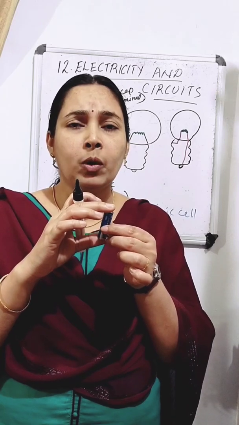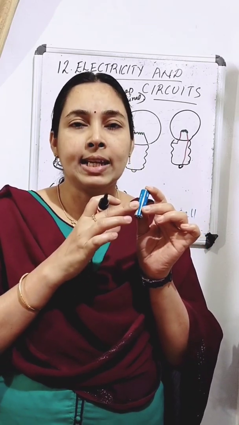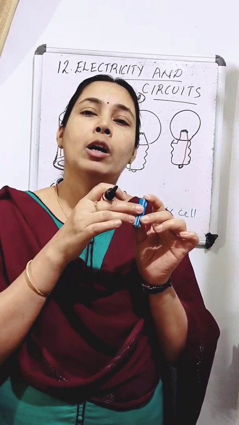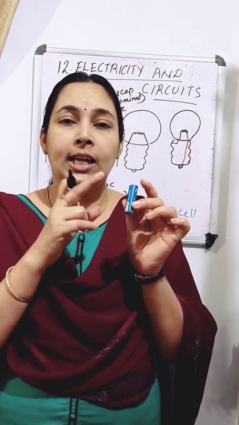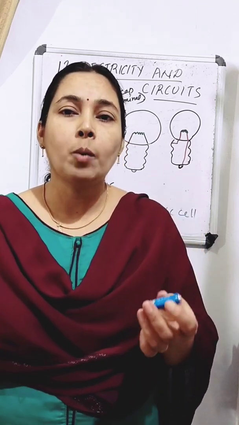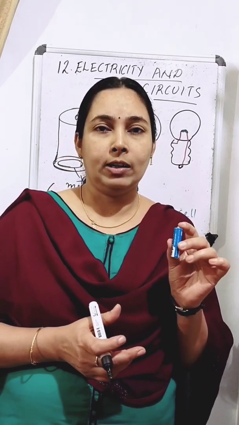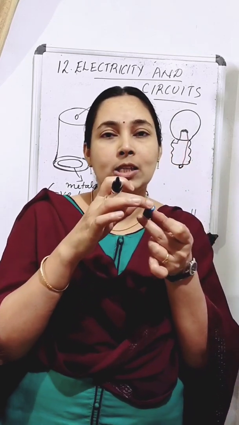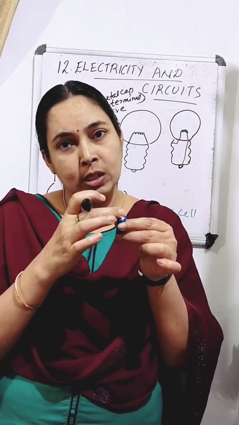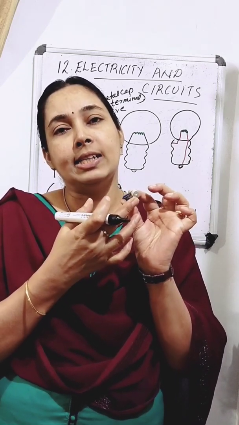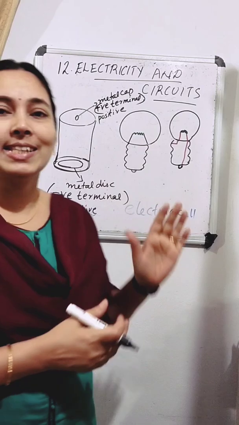You have seen in a TV remote, after so many days, the remote won't work. Then what do we do? We will replace the electric cell. We will remove the old one and replace it with a new one. So when the chemicals in the electric cell are used up, the electric cell stops producing electricity and has to be replaced with a new one. Is the electric cell clear now? It has two parts, one metal cap and one metal disc. The metal cap is the positive terminal and the metal disc is the negative terminal of the electric cell.